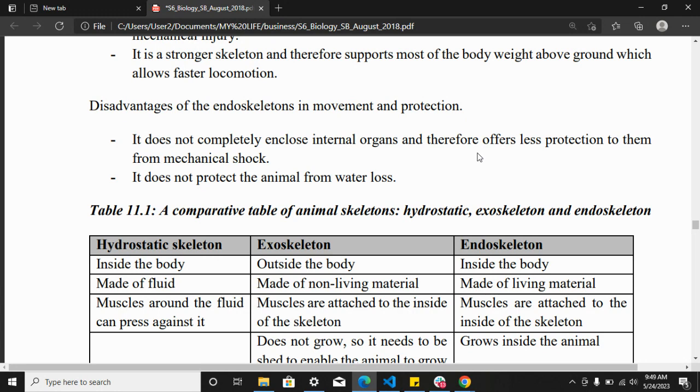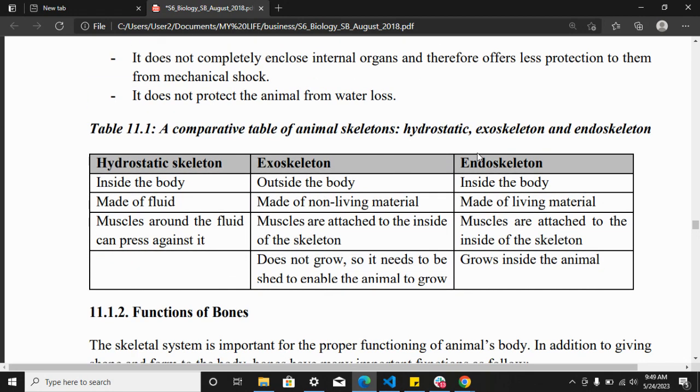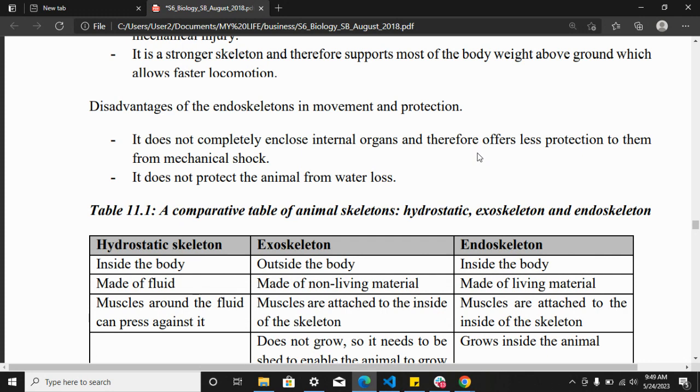Rero the endoskeleton, one of the disadvantages ni uko idafite imbaraga zo kugira nani idafite, kubera ko niteye ntabwo ifite ubushobozi bwo kuprotectinga all internal organs of the body. Another thing rero, kubera ko niteye ntabwo yemerera cyangwa se ntabwo ifite ubushobozi bwo kurwanya cyangwa se kugira nyine gutuma hatabaho water loss, still an organism izagira water loss, sibyo.